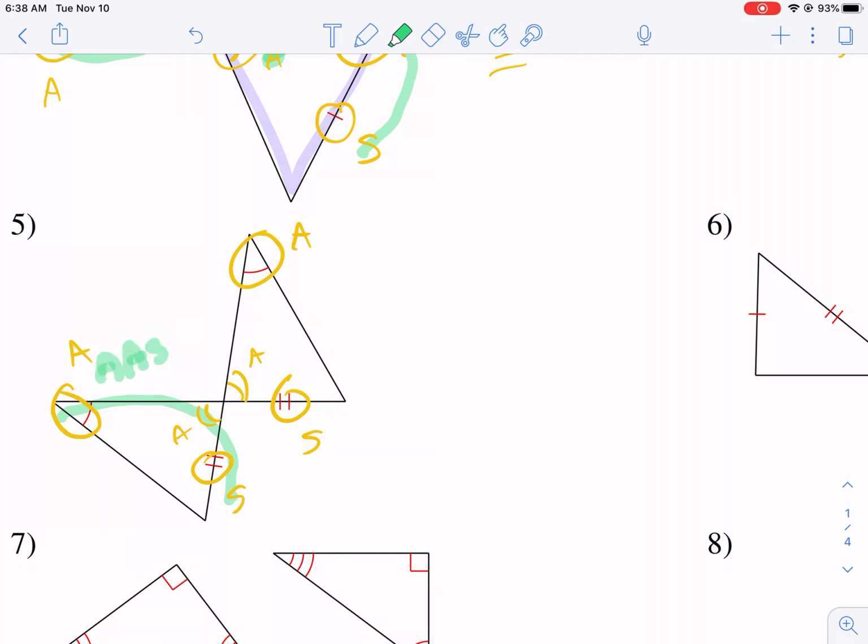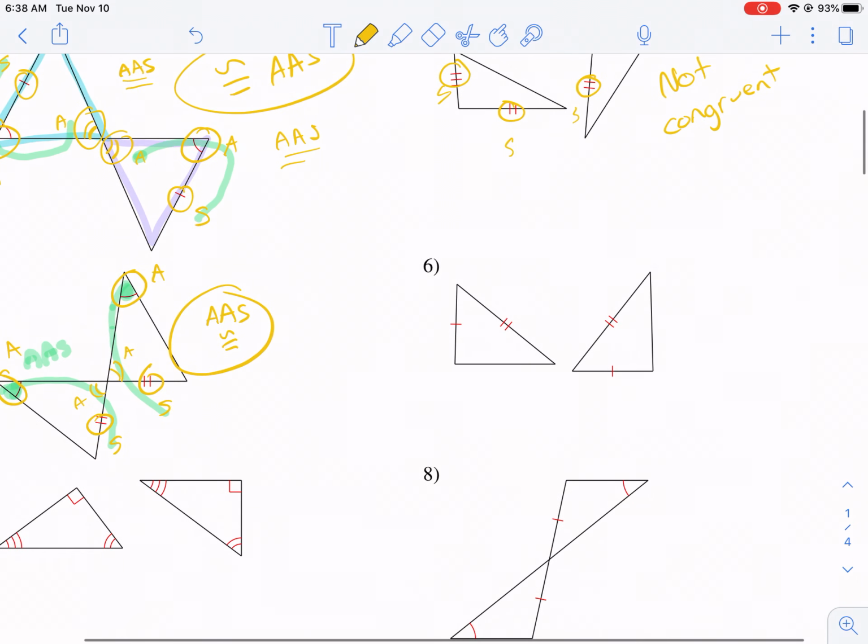Let's start at the same angle. So if we start at the one angle, and start at the one angle again, we get angle, angle, side, we get the same thing. We get angle, angle, side. These are congruent. Okay, let's look at this one.